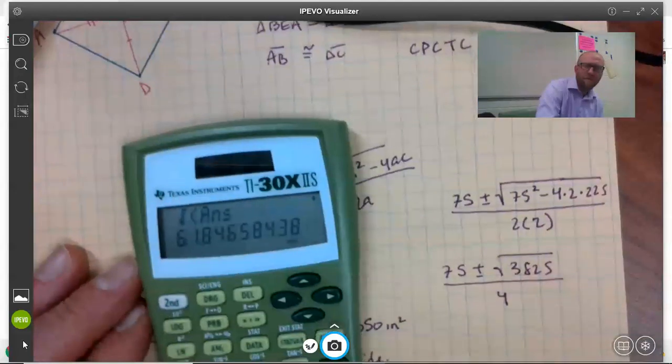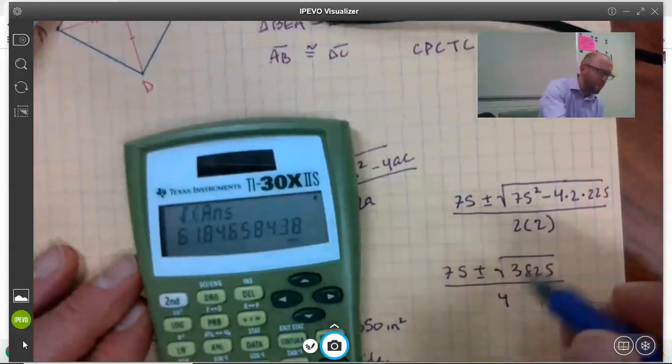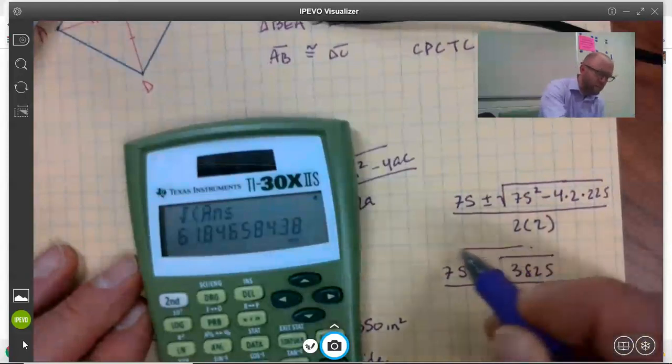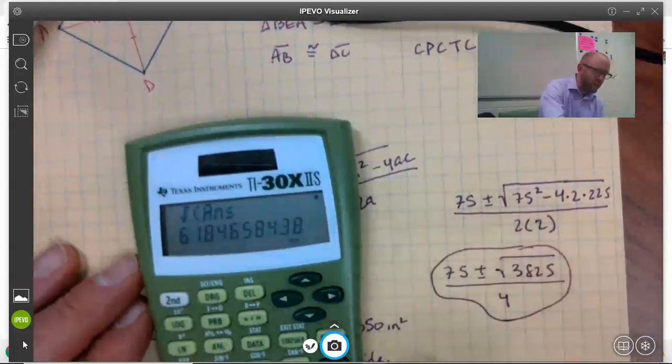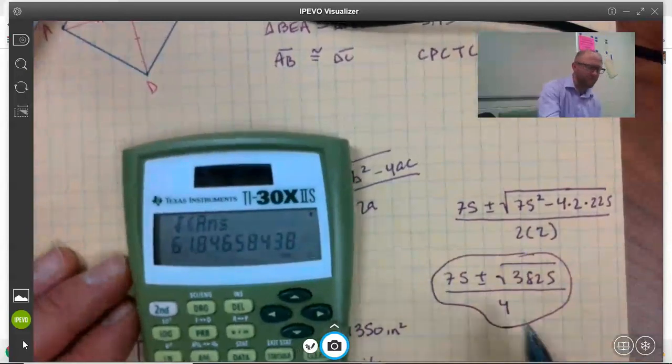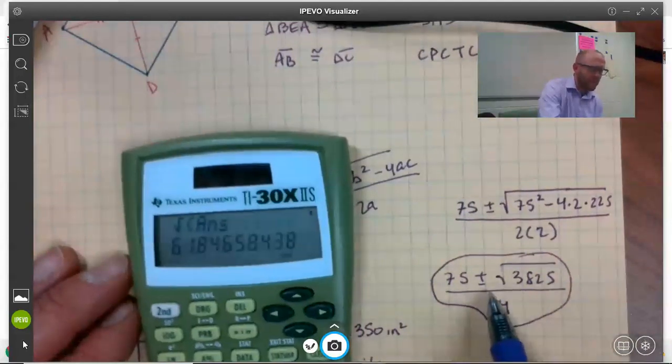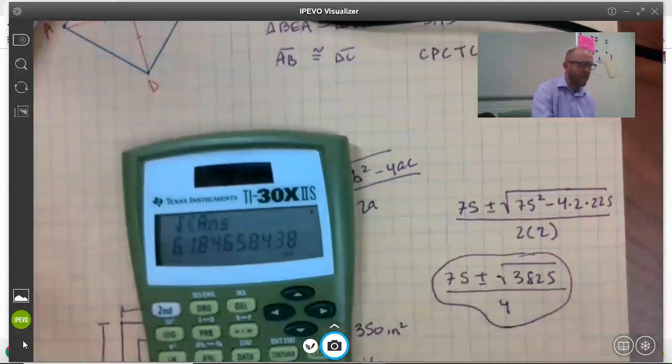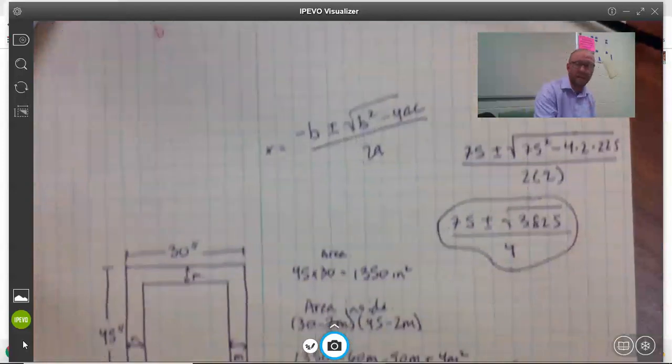All right, so it's going to be one of these two. This doesn't work out to a whole number, so I'm just going to leave this as is. And there's our answer. So it's either 75 plus or minus that terrible square root. I bet that the actual problem works out to be something nicer. I didn't actually solve it, right?